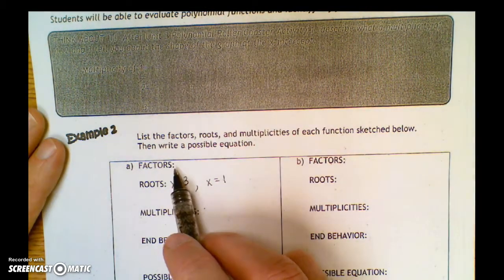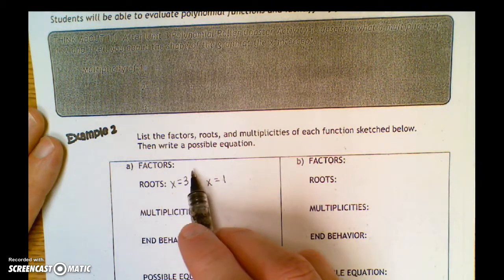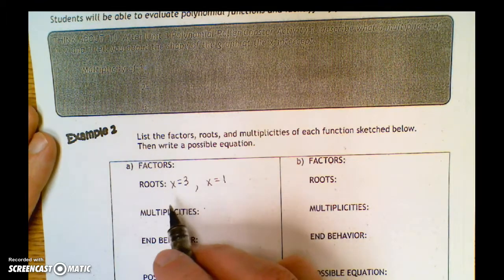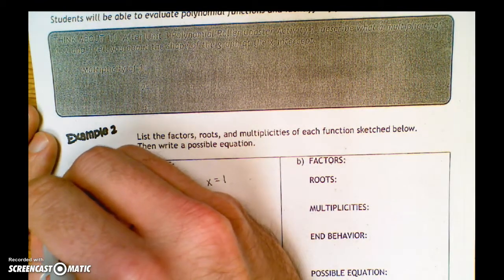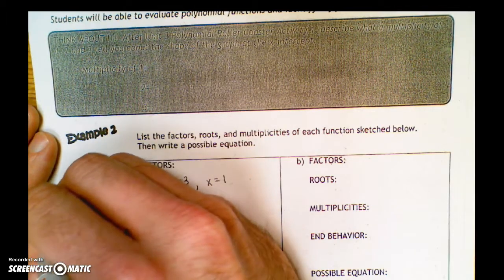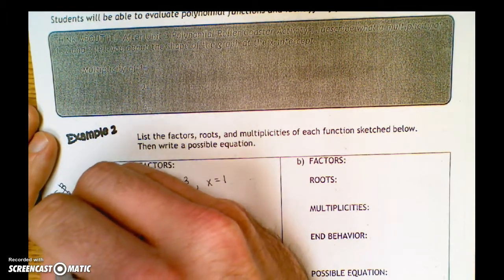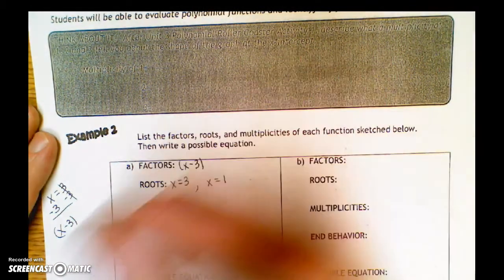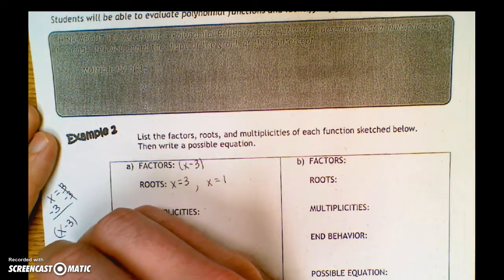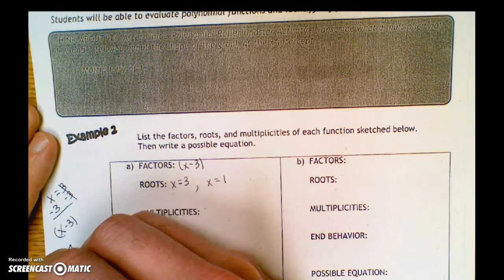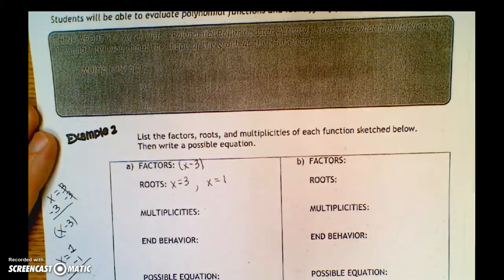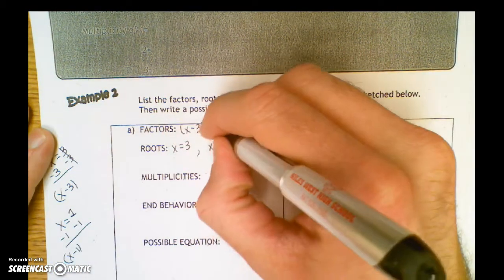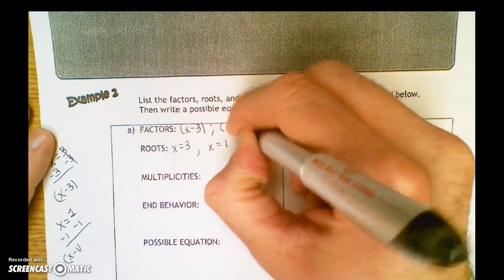To turn these into factors, factors are the things you multiply together to get another number. We have to get the 3 over on the other side of the equal sign. So if I want to make this equal to 0, I'd have to subtract 3 on both sides. So one of my factors would be x minus 3. And then same with this one, x equals 1. To get it on the other side, I would subtract 1. So it would be x minus 1. Those are my two factors for this graph.